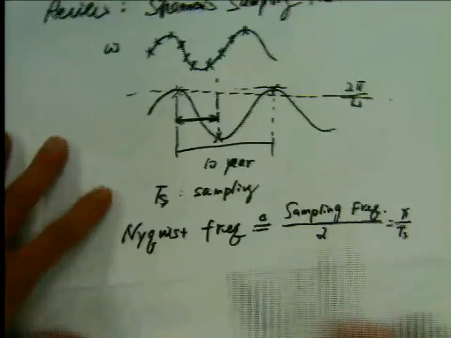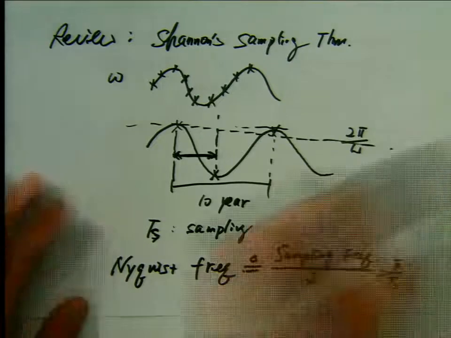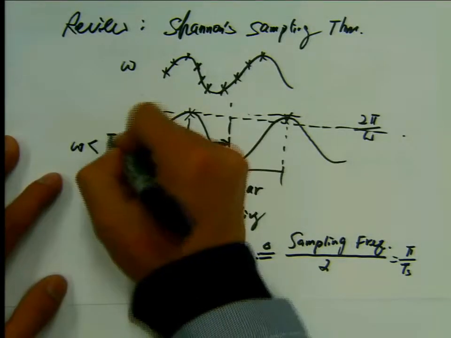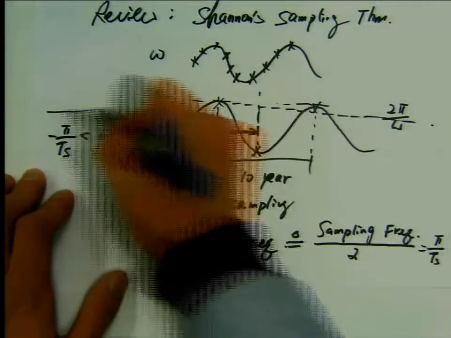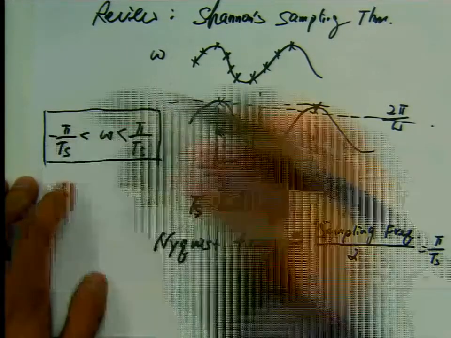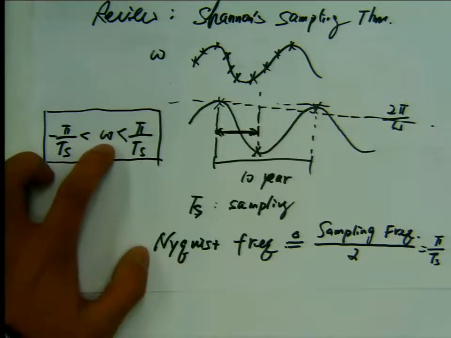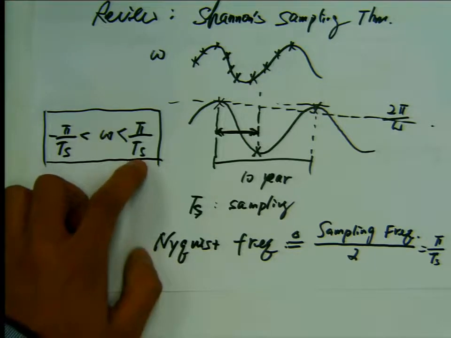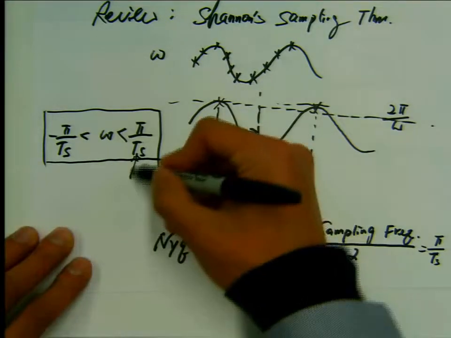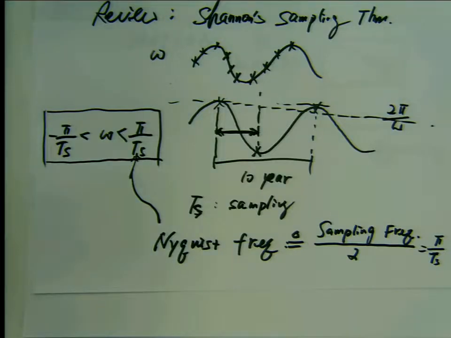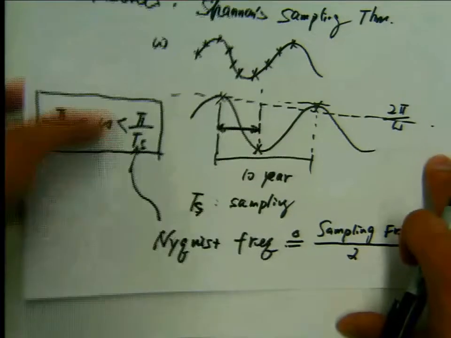The third interpretation is here. Shannon's sampling theorem says the key result is omega has to stay within this range. So this is the key inequality in Shannon's sampling theorem. Okay? So here it's saying the frequency of a sinusoidal which you can distinguish in a discrete time domain, pi over TS, is the maximum frequency you can distinguish in a discrete time system. Okay? So this is the Nyquist frequency. Okay? So that's a quick review of the sampling theorem.